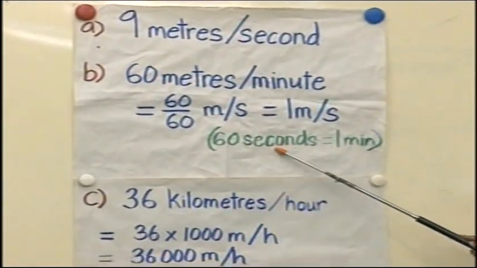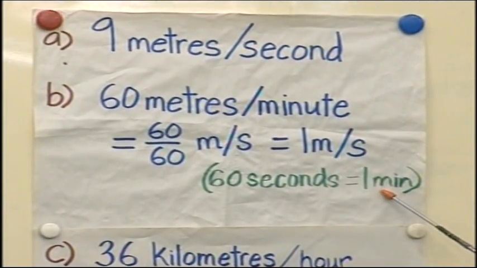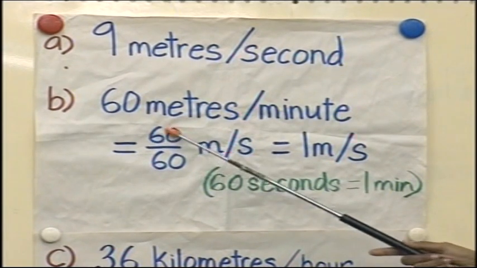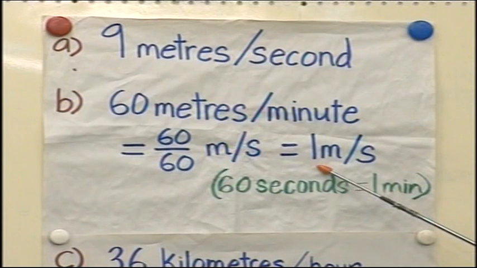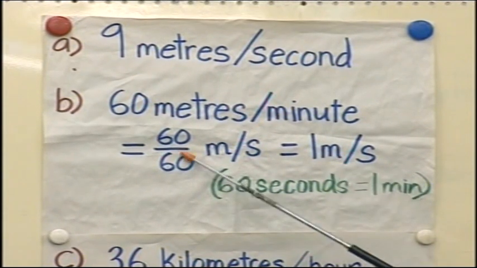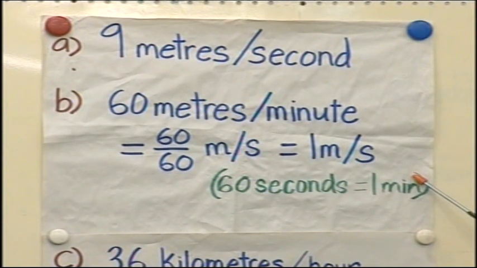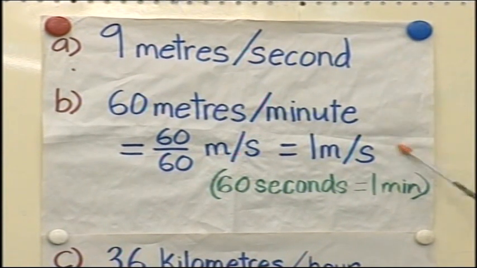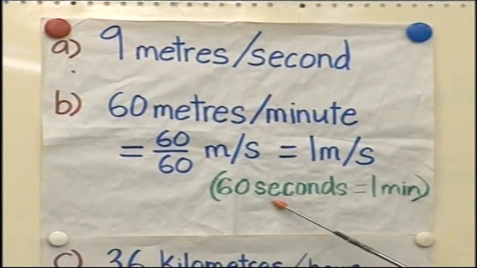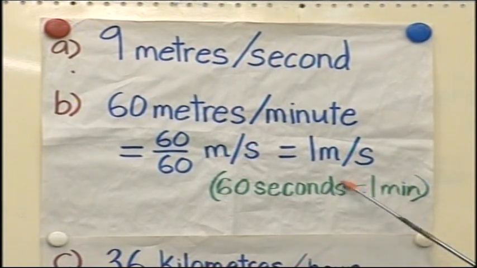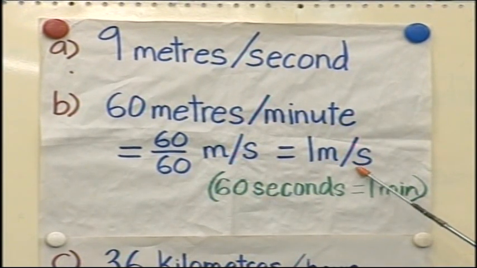Because 60 seconds is equal to 1 minute. So I divided 60 divided by 60. So I'm left with, when I cross cancel, 1 meter per second. Okay, so 9 meters per second, 1 meter per second. That's for B. Can you get what I mean? 60 seconds is equal to 1 minute, so I divide, and I have 1 meter per second.